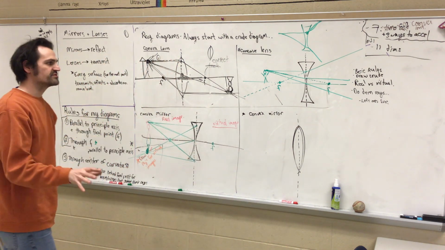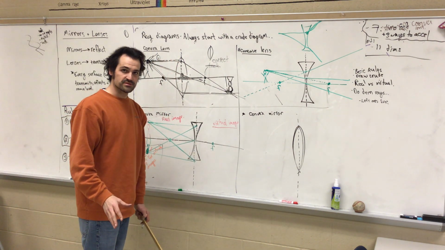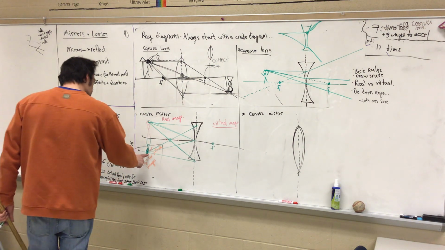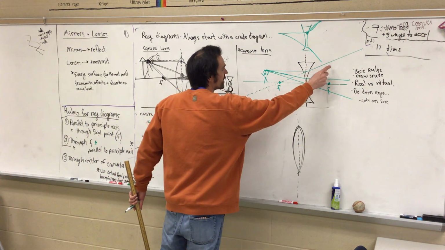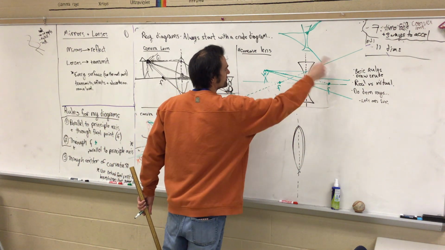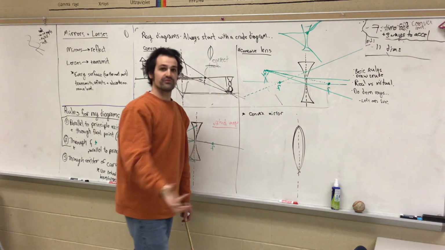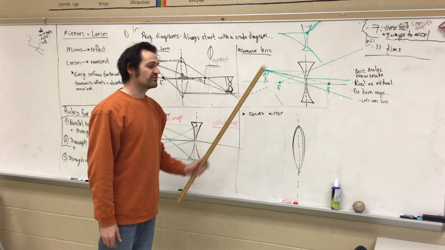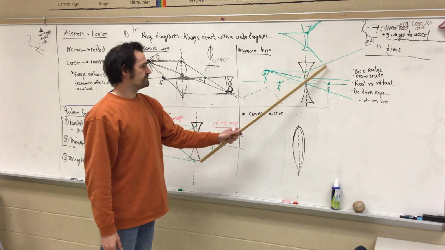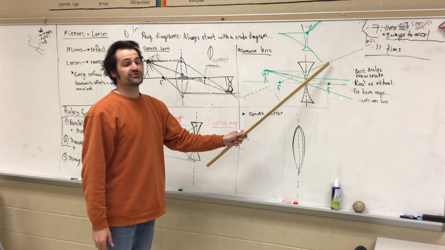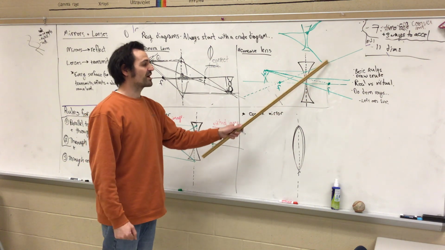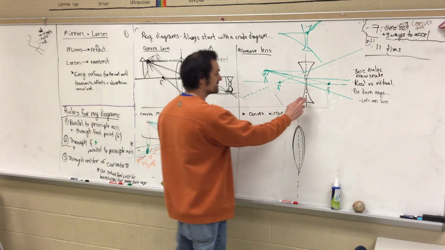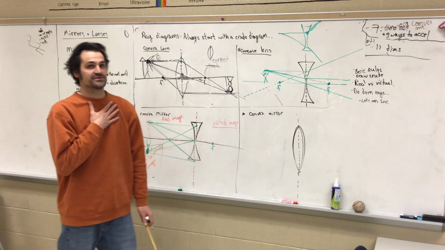But wait a minute, those waves don't come together at any point. This is not going to give you a real image because the waves are not converging anywhere on the side of the lens that they should be converging on. The waves come through on the right side, but they don't converge on the right side, which means you're not going to get a real image for this lens, for any concave lens, excuse me.